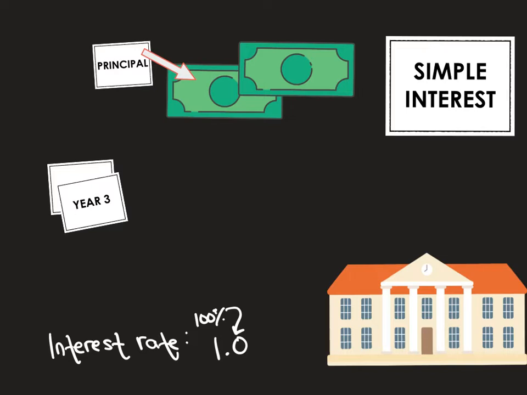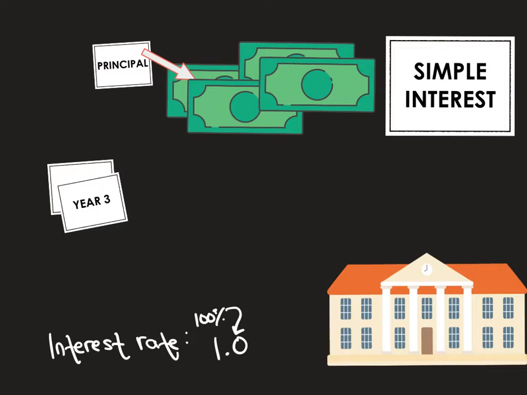And that's going to bring us to the last year that we're going to work on, which is year number 3. Now, guess what? In year number 3, they're going to give us another $200. And we're going to take these $200 and we're going to put them in the bank.